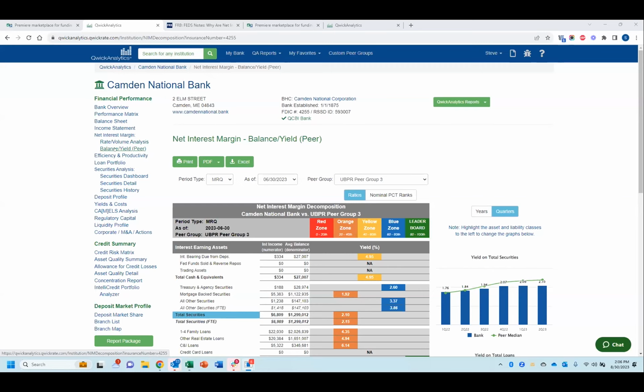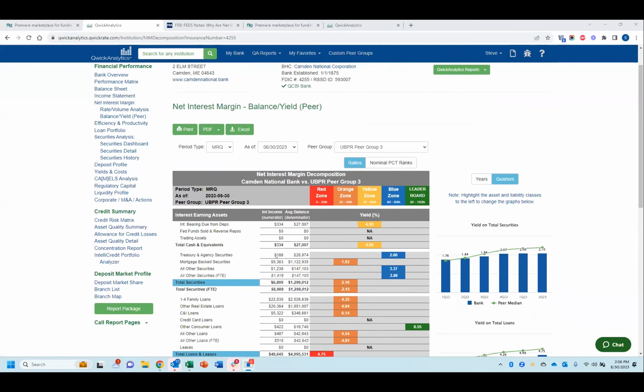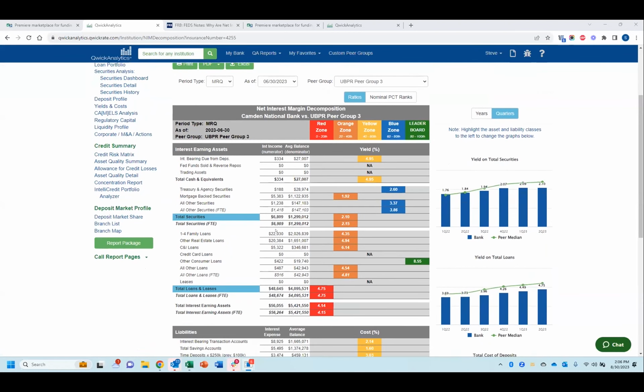We're going to start by talking a little bit about the balance yield or the peer-based analysis first, and then we'll go into the rate volume analysis second. So if I click on the balance or yield and peer, this is what shows up. What we're looking at here is a calculation of your net interest margin from all the various yield and cost components. This type of analysis is something that you typically see in SEC documents like 10Qs and 10Ks from larger financial institutions that have to file those on a quarterly basis.